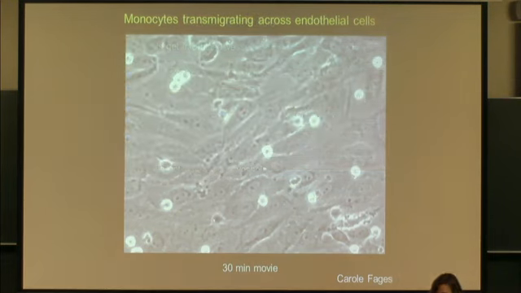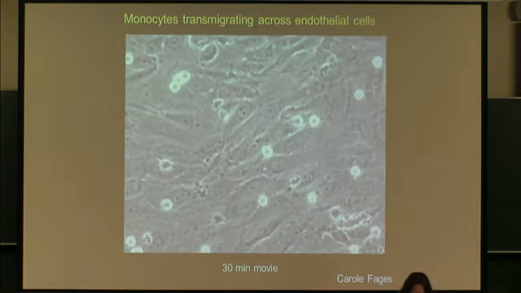Okay. So this is a movie, and I'm going to contrast these 2 processes. These are leukocytes, monocytes, which are normally found in the bloodstream, and we're adding them to endothelial cells, which are HUVECs, which you've heard about before from previous speakers. The monocytes attach, and then you can see that they very rapidly cross the endothelial cells.